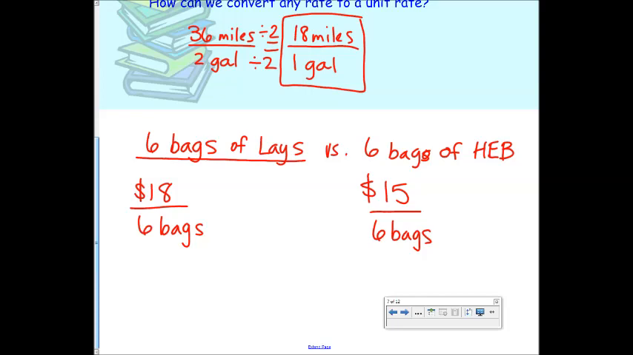Okay? Whereas over here, I still have, let's turn this one, let's say the deal was 5 bags. Let's say it was 5 bags. All right? So then what do?